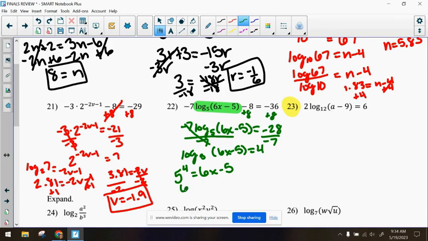5 to the fourth gives me 625. And then I need 2 steps to get x by itself. I would first add 5, then divide by 6. So 625 plus 5 is 630 divided by 6.